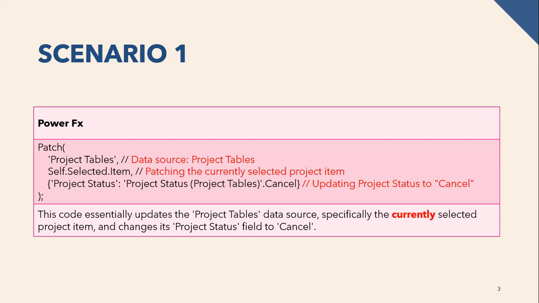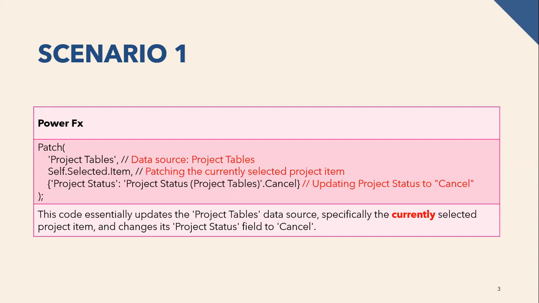You can write a patch query for that particular cancel button which you want to place in your app. The query goes like this: Patch, followed by your data source, which is a Dataverse table here, and then followed by that particular selected item. You want to make sure which item you want to update the status for. Then, within curly brackets, you mention the choice column name first, followed by the choice you want to update to, so updating the current project status to cancel.